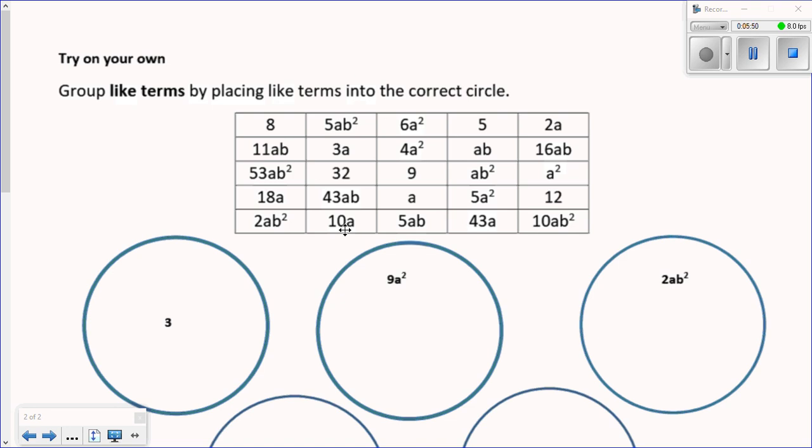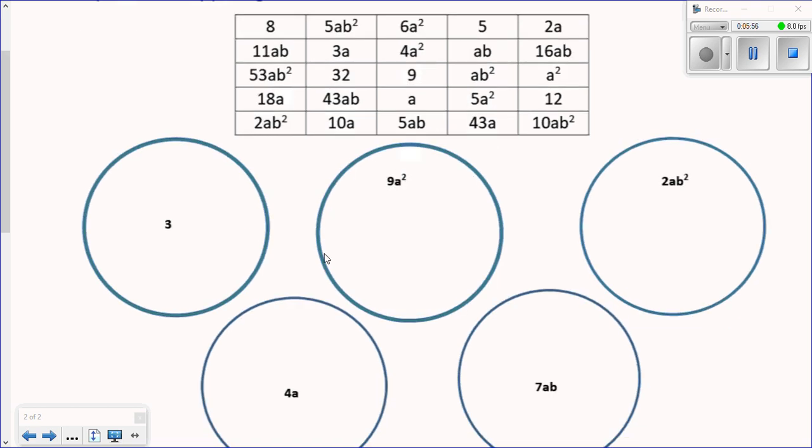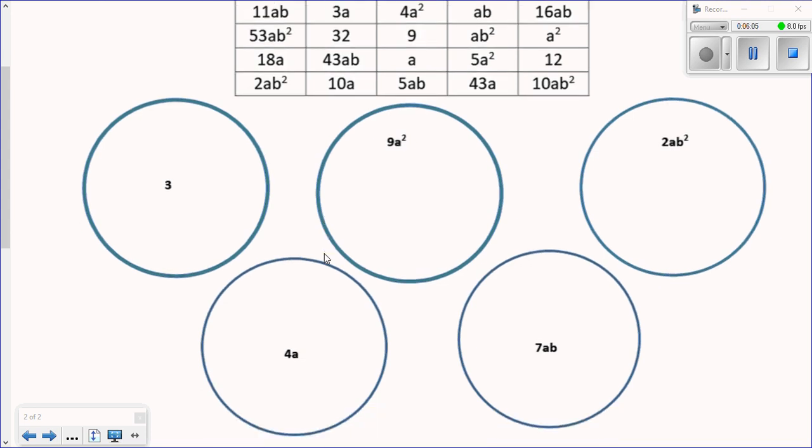Okay? You guys are going to try this on your own. You have a whole table. Yes, it's from your summer packet. And you're going to find the circle that it belongs to. The circles are the ones that have the same like terms. So you need to find the like terms and then put them in the circle. Okay? So try that on your own. You can either do it now or you can come back to it later.